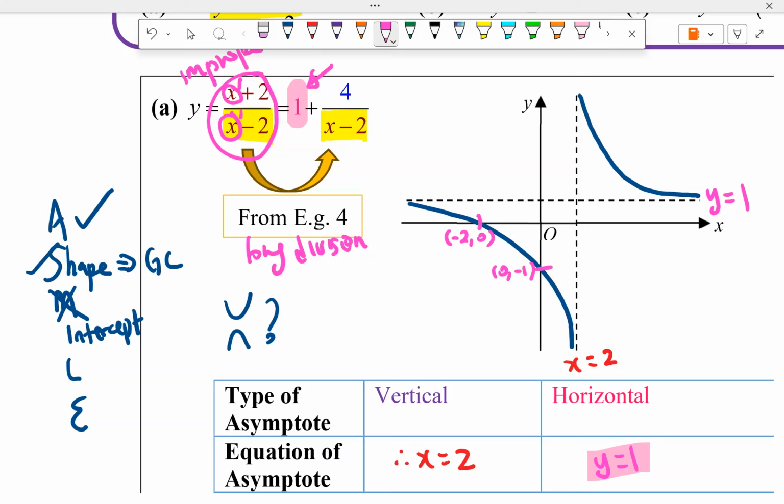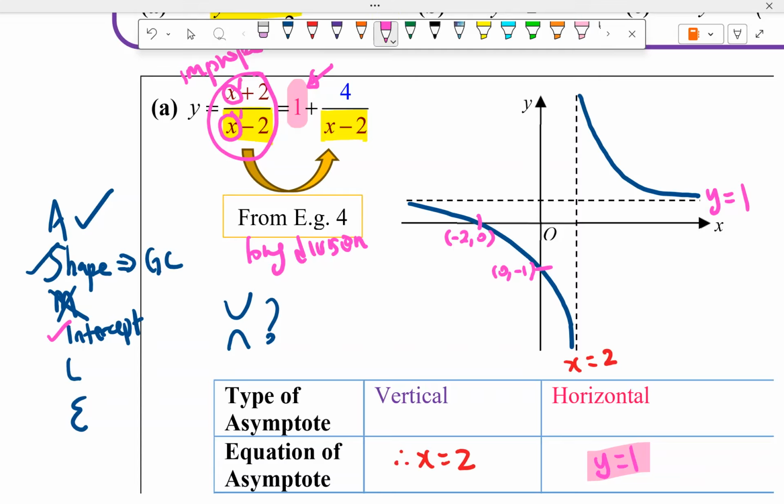Do not copy my intercept blindly. Try it out on your GC. You can pause the video and really try it out on your GC. In case you cannot get these two intercepts, you can raise your hand immediately and ask the tutors around you. Alright? Okay, then intercept is done.